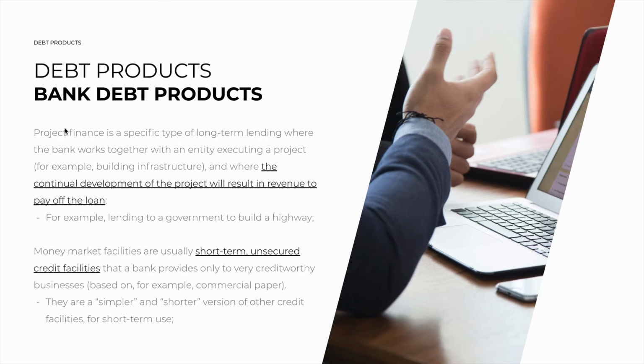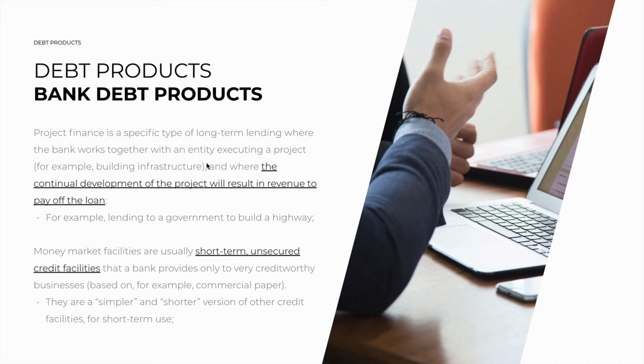Another type is project finance. And this is a specific type of long-term lending for projects. And these are usually situations where the bank works very closely with the entity that's executing the project. It's usually something related to infrastructure, maybe a power plant or a highway, and the borrower may even be a government or a big corporation.